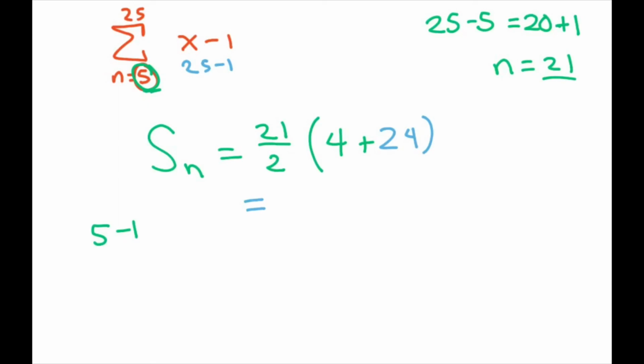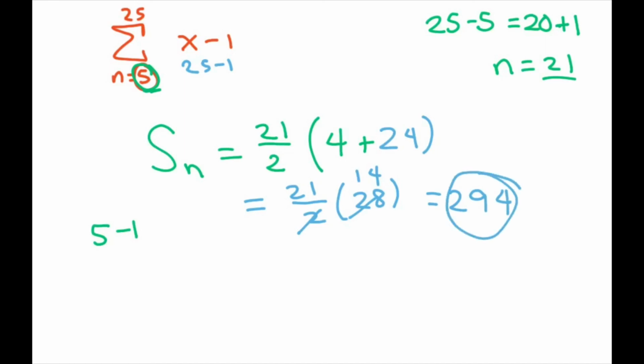So what we get is 21 divided by 2 times 28. 2 goes into 28 14 times. So basically, that's going to be 21 times 14, which gives you 294. And that's it.